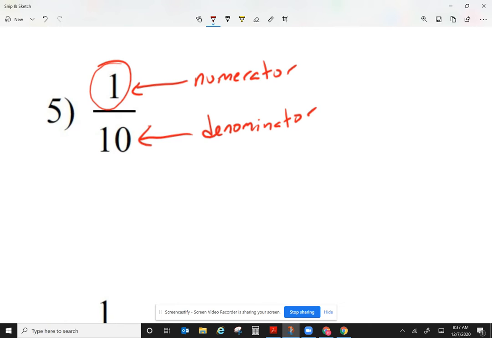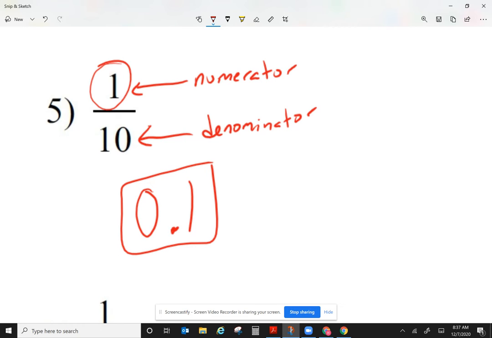Once I have the denominator being a 1 with zeros, let me write my numerator. So my answer will have a 1. The denominator tells me how many decimal places, and I'm going to know how many decimal places based on the amount of zeros. In this case, I only have 1 zero, so my answer will only have 1 decimal place. Remember, decimal place means how many numbers after the decimal point. So, point 1. Usually before the decimal point, if there's nothing, we write a 0. So my answer for this is as simple as 0.1.